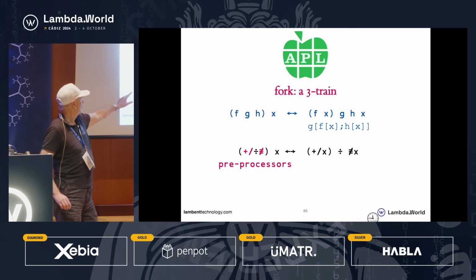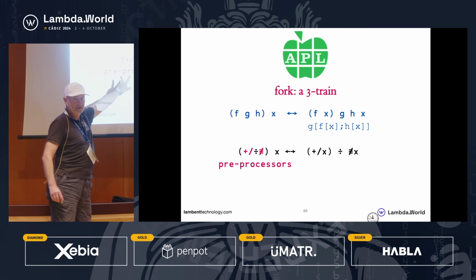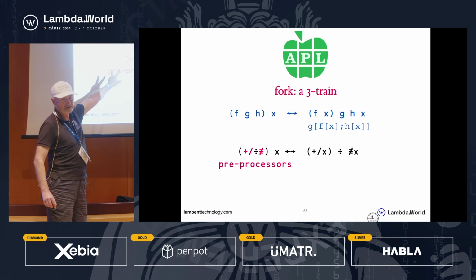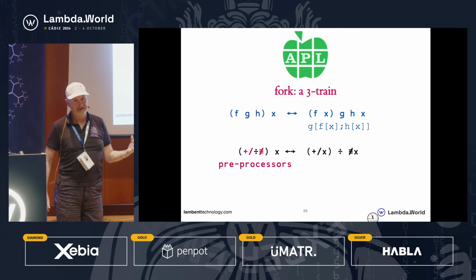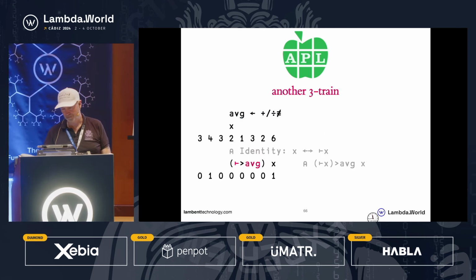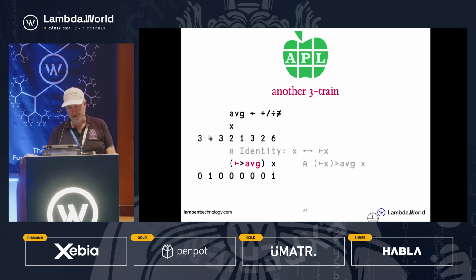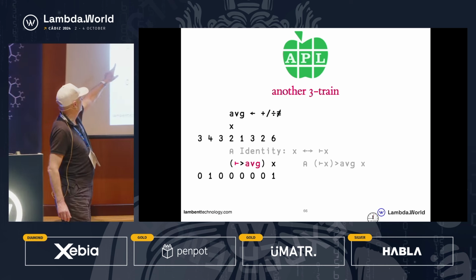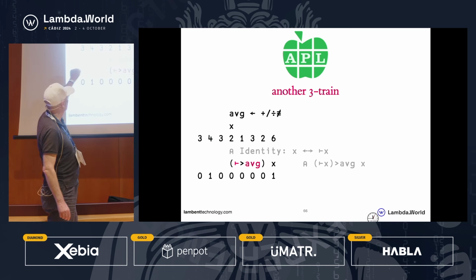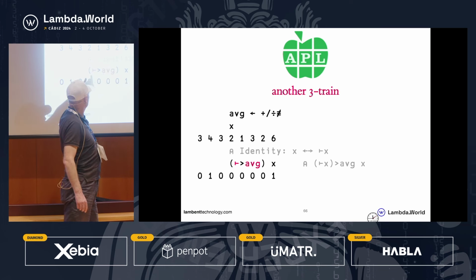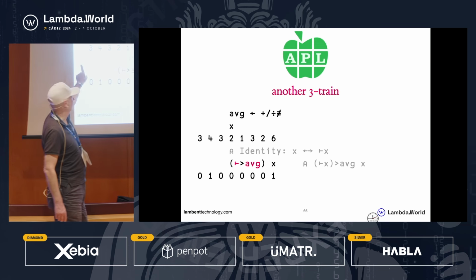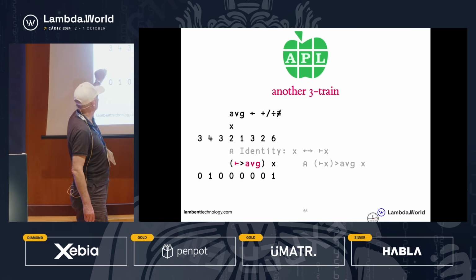We sometimes talk about the side functions in a fork as the preprocessors. Preprocess the argument and then apply the binary function between them. Here's another three-train. Let's call that first one AVG, as we did, and introduce a new function, identity, the identity function, which simply returns its argument.